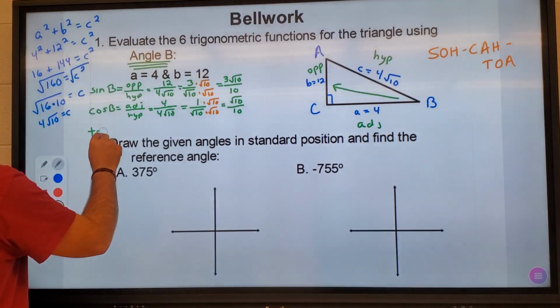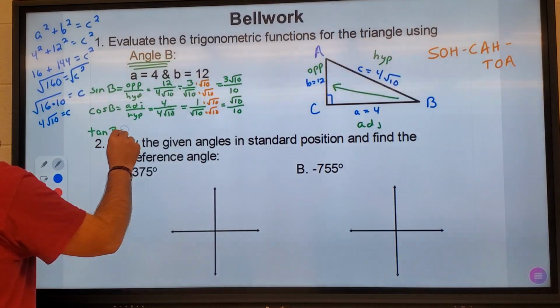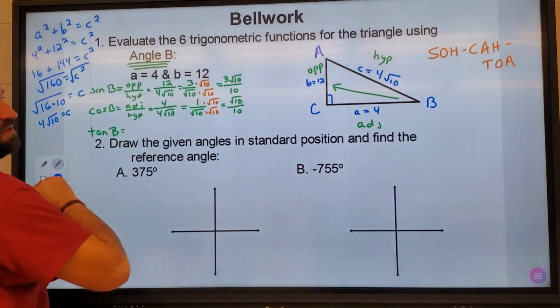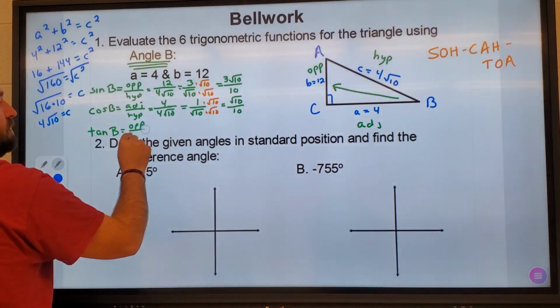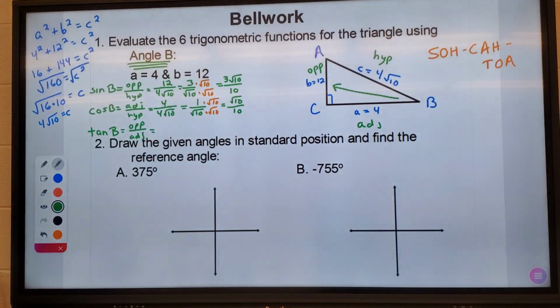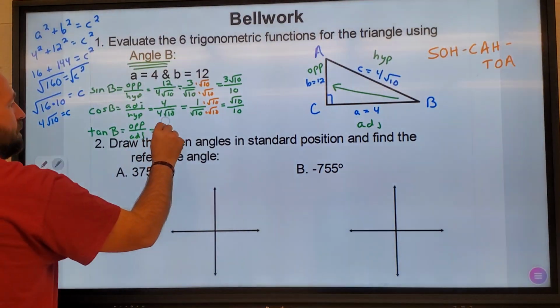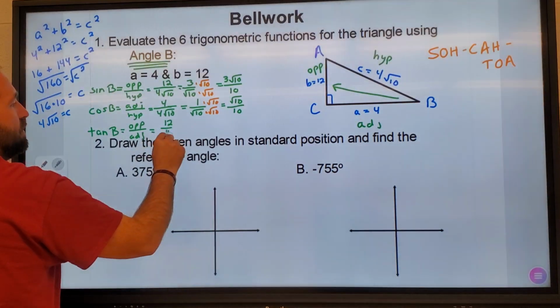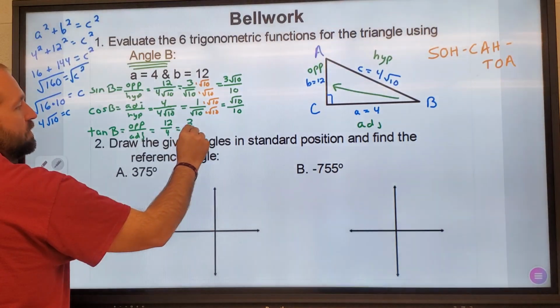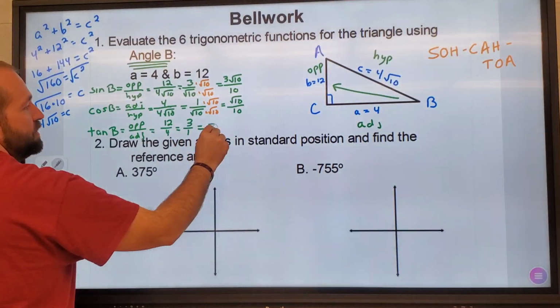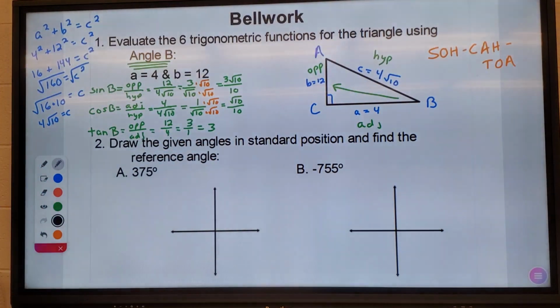Moving on to tangent. Tangent of angle B is equal to the opposite divided by the adjacent, TOA, tangent, opposite, adjacent, is equal to the opposite, which is 12, over 4, the adjacent. Reduce this, it becomes 3 over 1, or just 3. Okay, those are the 3 original functions.